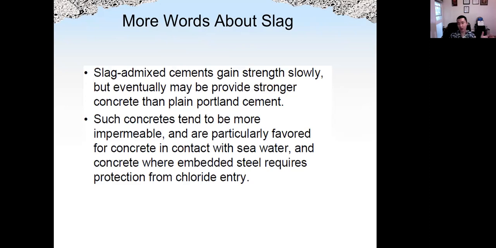People care about how long the concrete can last. We call that concrete durability. The most important factor controlling concrete durability is so-called permeability, or how easy water and air can penetrate the concrete. So slag can reduce the permeability and make the concrete very durable. When concrete is in contact with seawater, or we care about corrosion of reinforcement, we may consider using slag.